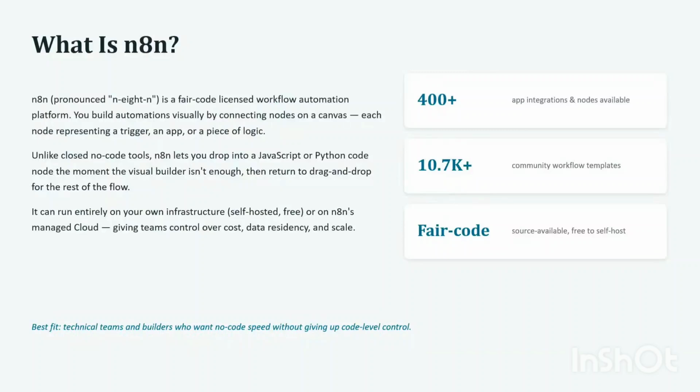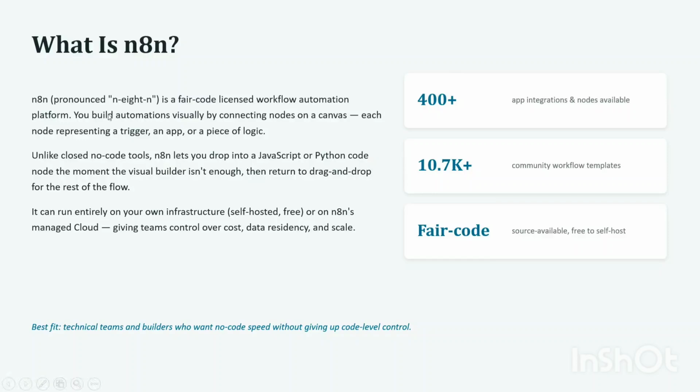Now, coming to what is n8n. It is a fair-code licensed automation platform where you build workflows usually by connecting nodes, but can drop into JavaScript or Python code whenever the visual builder isn't enough. It can run self-hosted for free or on n8n Cloud. Key stats are 400 plus integrations, 10,700 plus community templates, and its fair licensing. It is a flexible open source workflow automation platform that lets you connect different apps, APIs, and AI models using a visual interface.